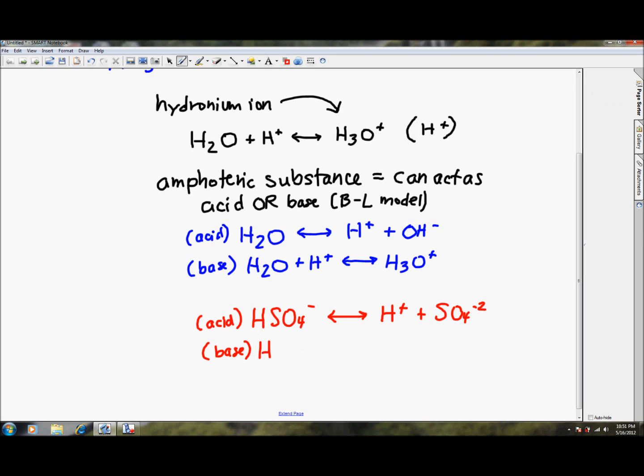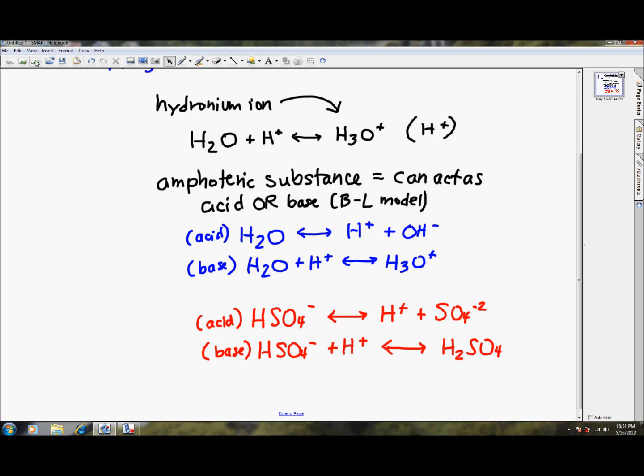If HSO4 minus is behaving as a base, it's going to add H plus. It's going to create H2SO4. So this is an amphoteric substance, any substance that can act as both an acid or a base under the Bronsted-Lowry model. We do see these occasionally.